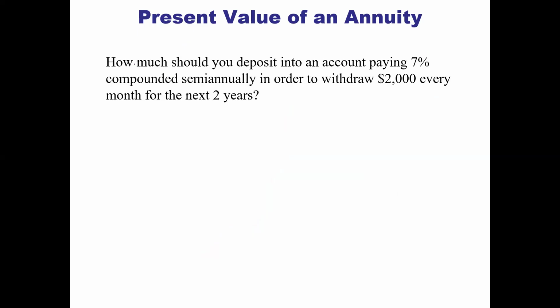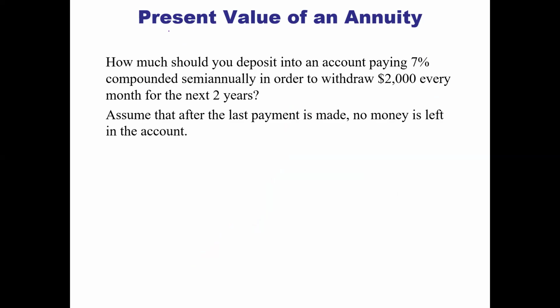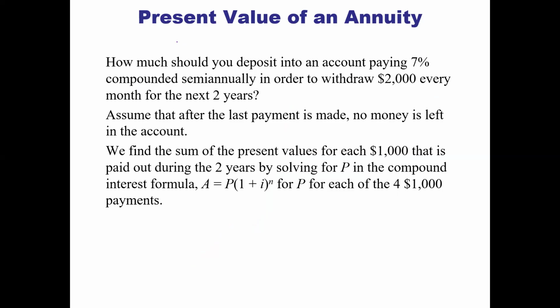So how much should you deposit into an account now, paying 7% compounded semi-annually in order to withdraw $2,000 every month for the next 2 years? Now, assume that after the last payment is made, no money is left in the account. And we find the sum of the present value for each $1,000 that is paid out during the 2 years by solving for P in the compound interest formula.